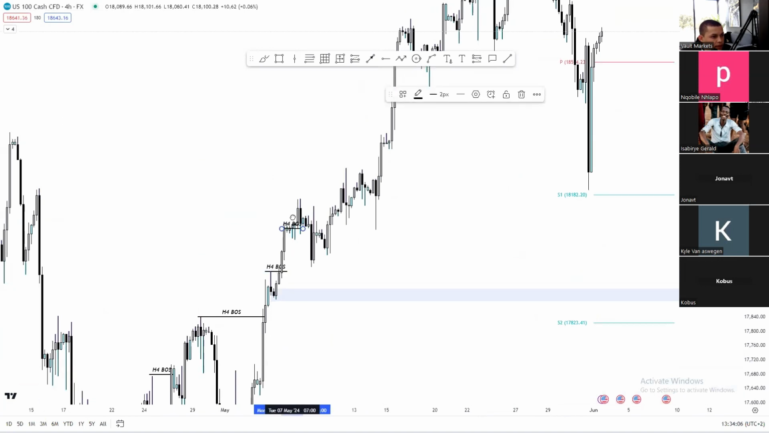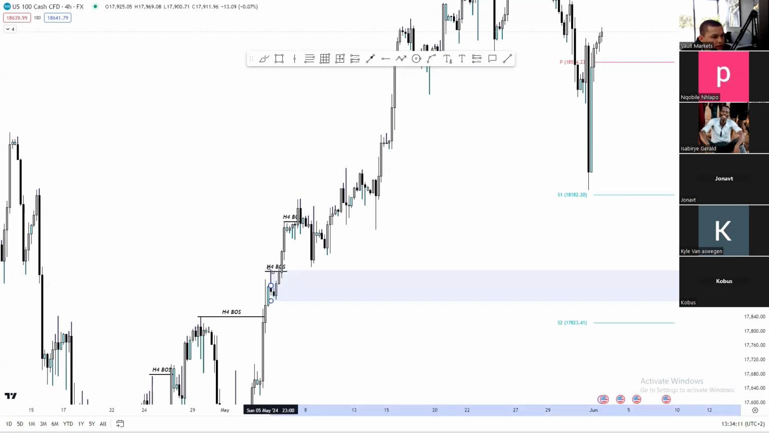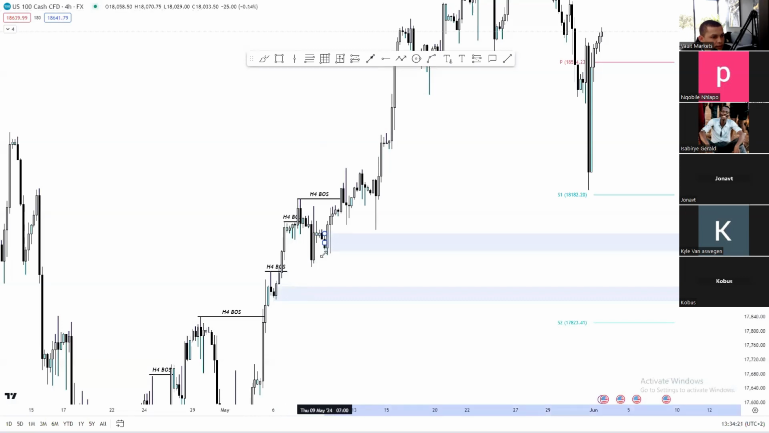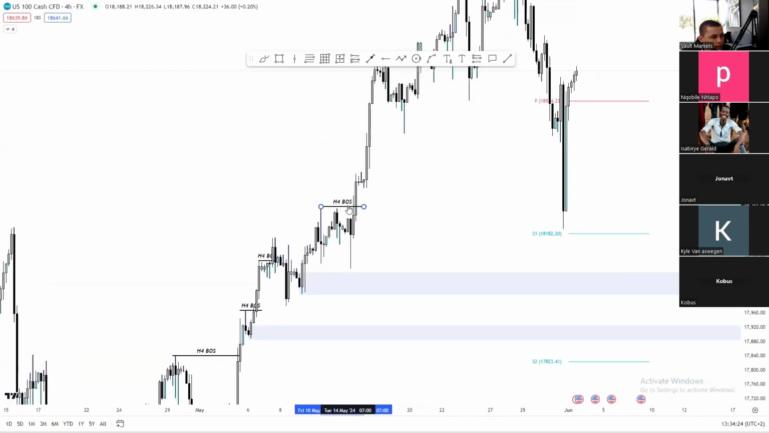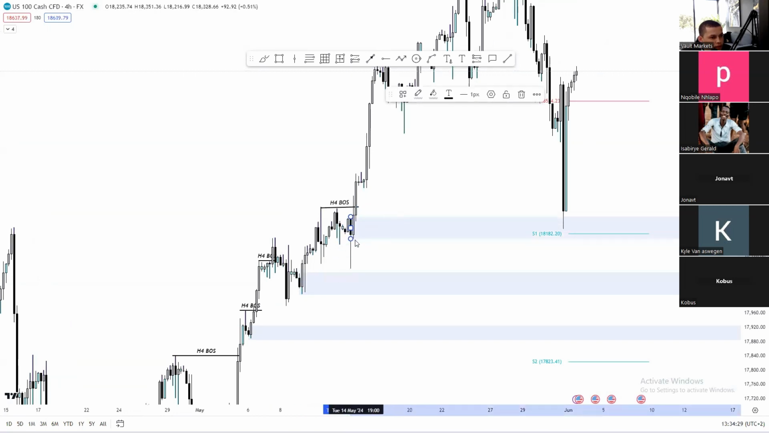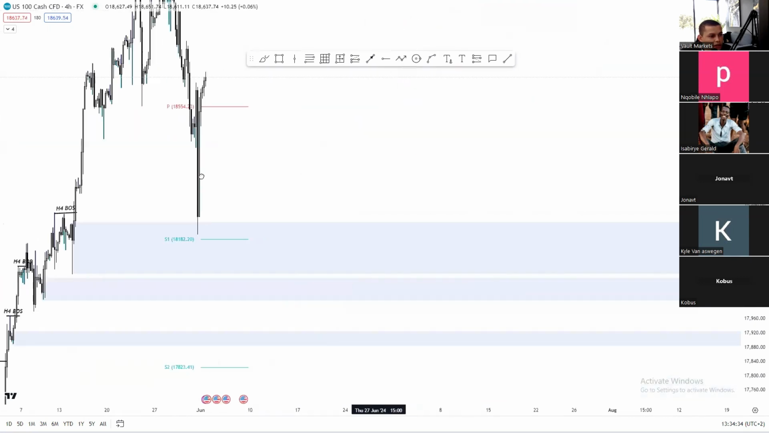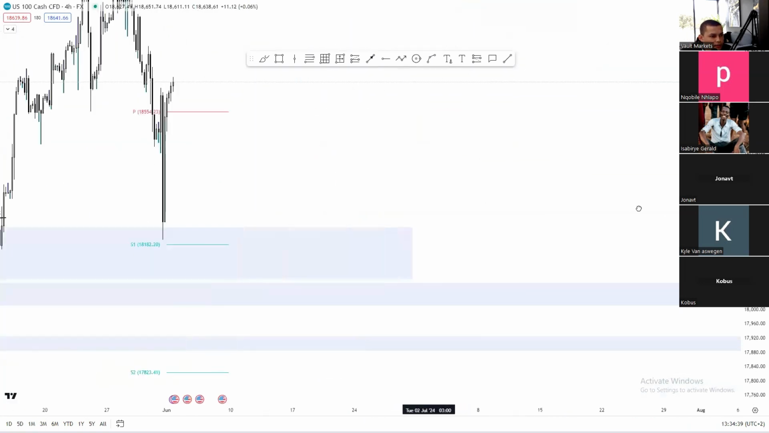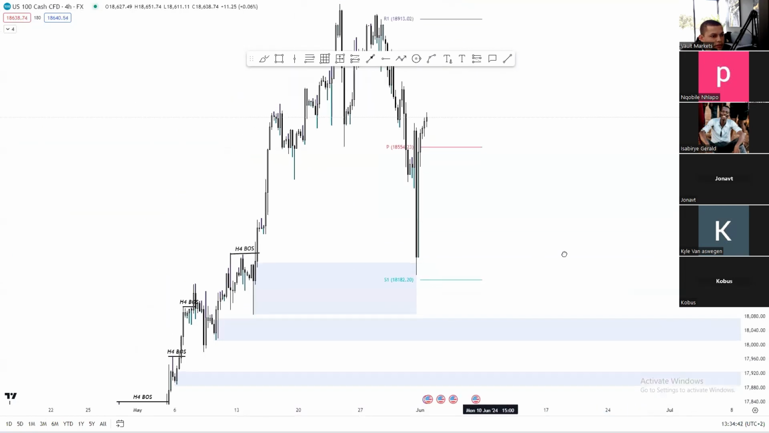4 hour break. So initially that's been mitigated because there's that break. And then technically, that's not been mitigated. My bad, so that's still a valid point. Demand. Notice the action, how price tapped into it and then moved to the upside. Now there you can see there's that mitigation basically.